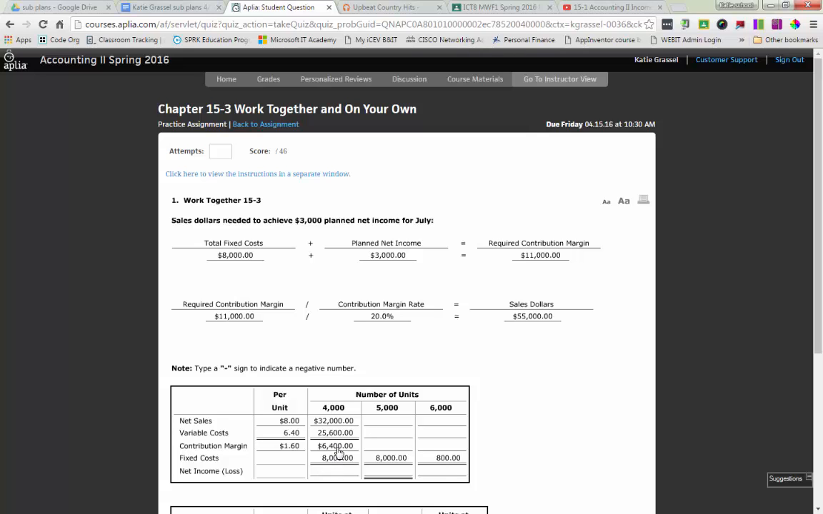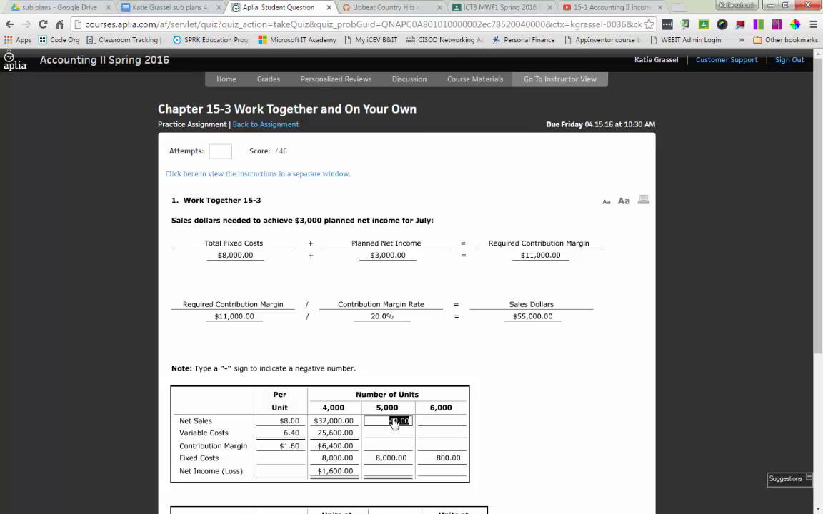So if I have 6,400 for my contribution margin, and I have a fixed cost of 8,000, my costs are more than my contribution margin, so I have a net loss here of 1,600. Do the same thing for 5,000 units. 5,000 units times $8 is going to give me 40,000.